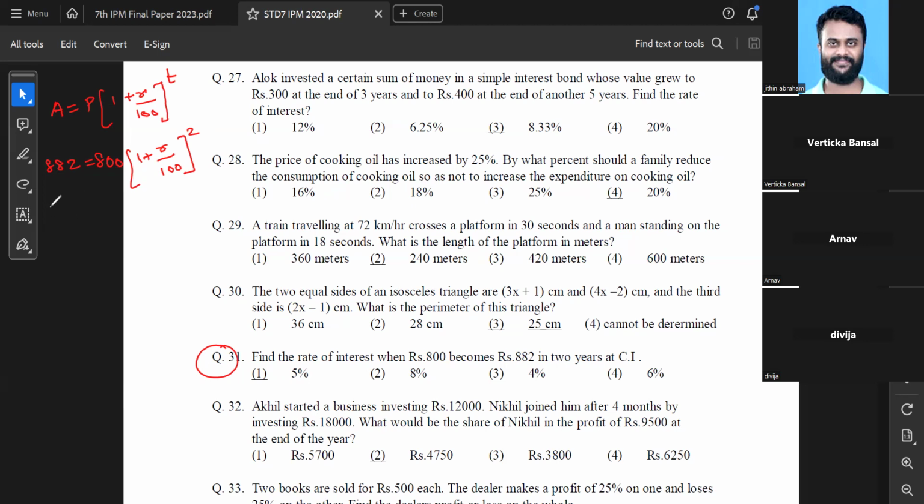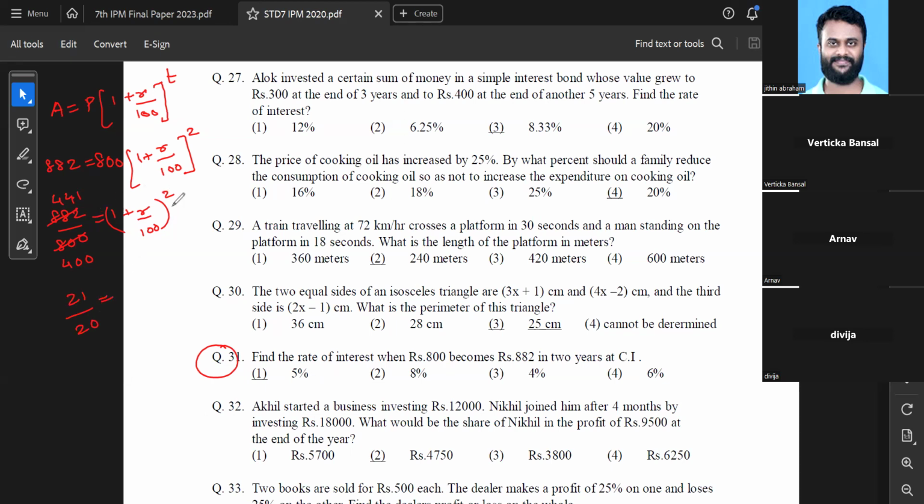Now here I'll get 882 divided by 800. Dividing by 2, this becomes 441 and this becomes 400, is equal to 1 plus R upon 100 raised to 2. Now, let's do one thing. Let's take the square root on both sides. On the left side, the square root of 441 is 21, and the square root of 400 is 20.